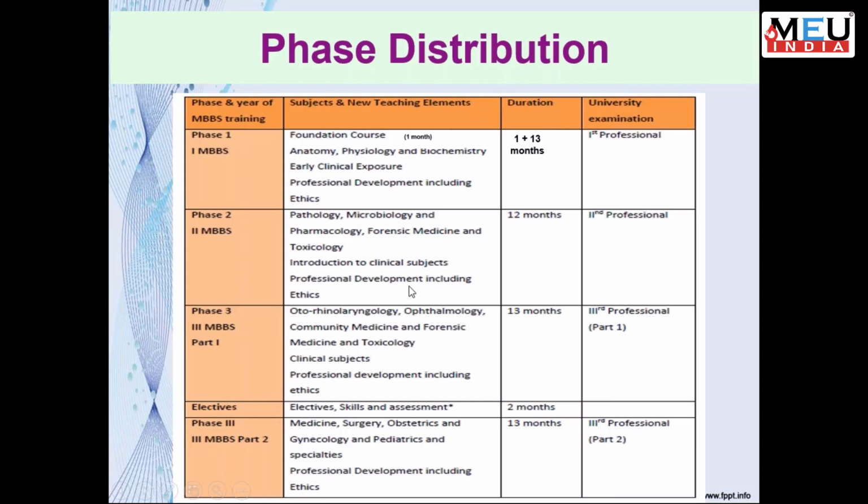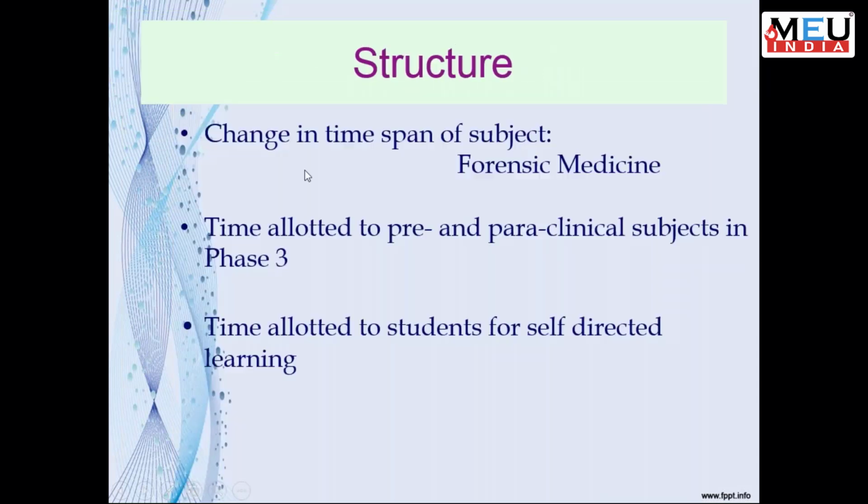The community medicine will be with us, and there will be all those AETCOM modules, which will run longitudinally. So 12 months for the second professional. The change, as I said, is that now the students will be appearing for forensic medicine in phase 3, and therefore we may get a little more time for these subjects. So the time allotted has changed from 1.5 years. We now have 12 months.